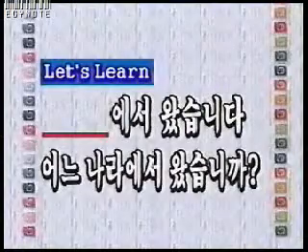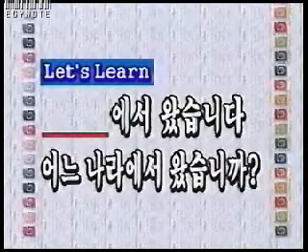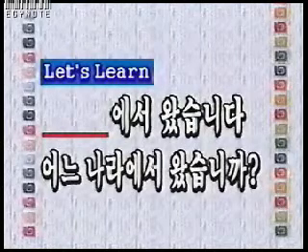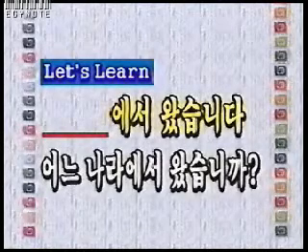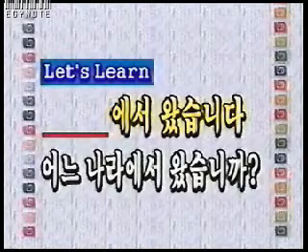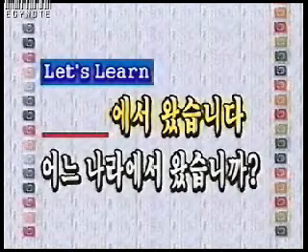The conversation we just saw is similar to what we have learned in our previous lesson, but there are a number of new expressions that we will be learning in this lesson. The first difference you may have noticed is that instead of the name of the country followed by 사람입니다, we have another form: the name of the country followed by the phrase 에서 왔습니다.